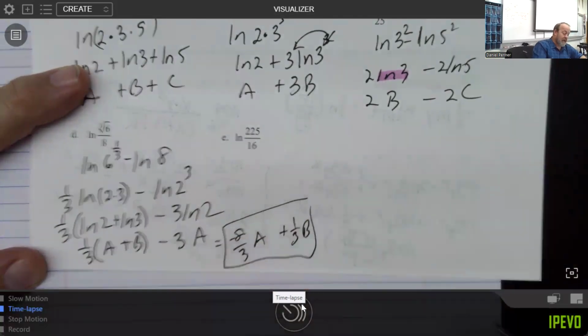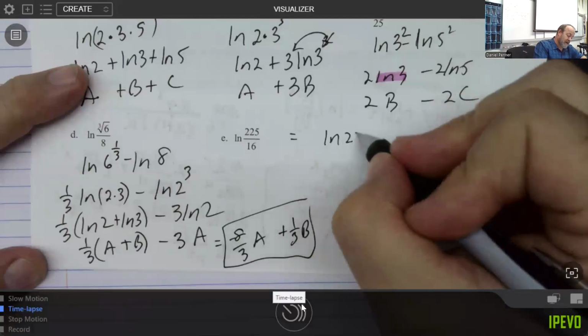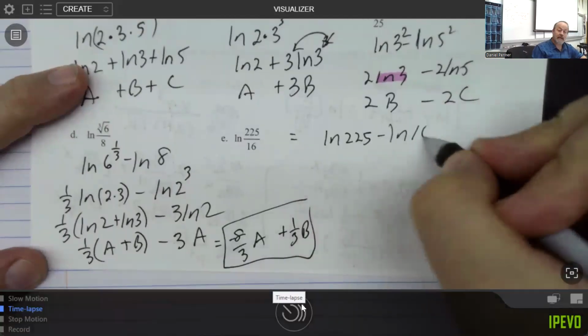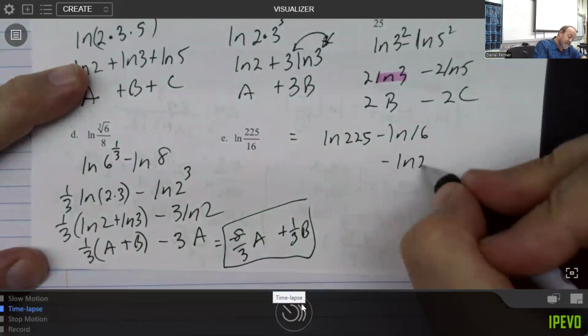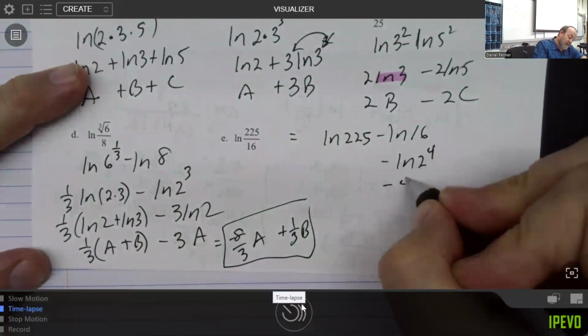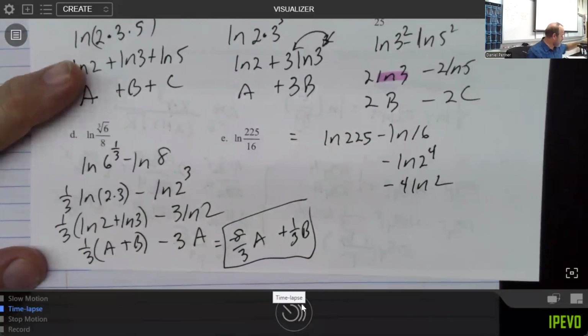Okay. And last but not least, let's see, I got the natural log of 225 minus the natural log of 16. Now, 16 is a pretty easy one because that was 2 to the fourth, or 4 ln's of 2. That one feels pretty good to me, but 225, well, let's see. I don't know. We've got to think about that a little bit.